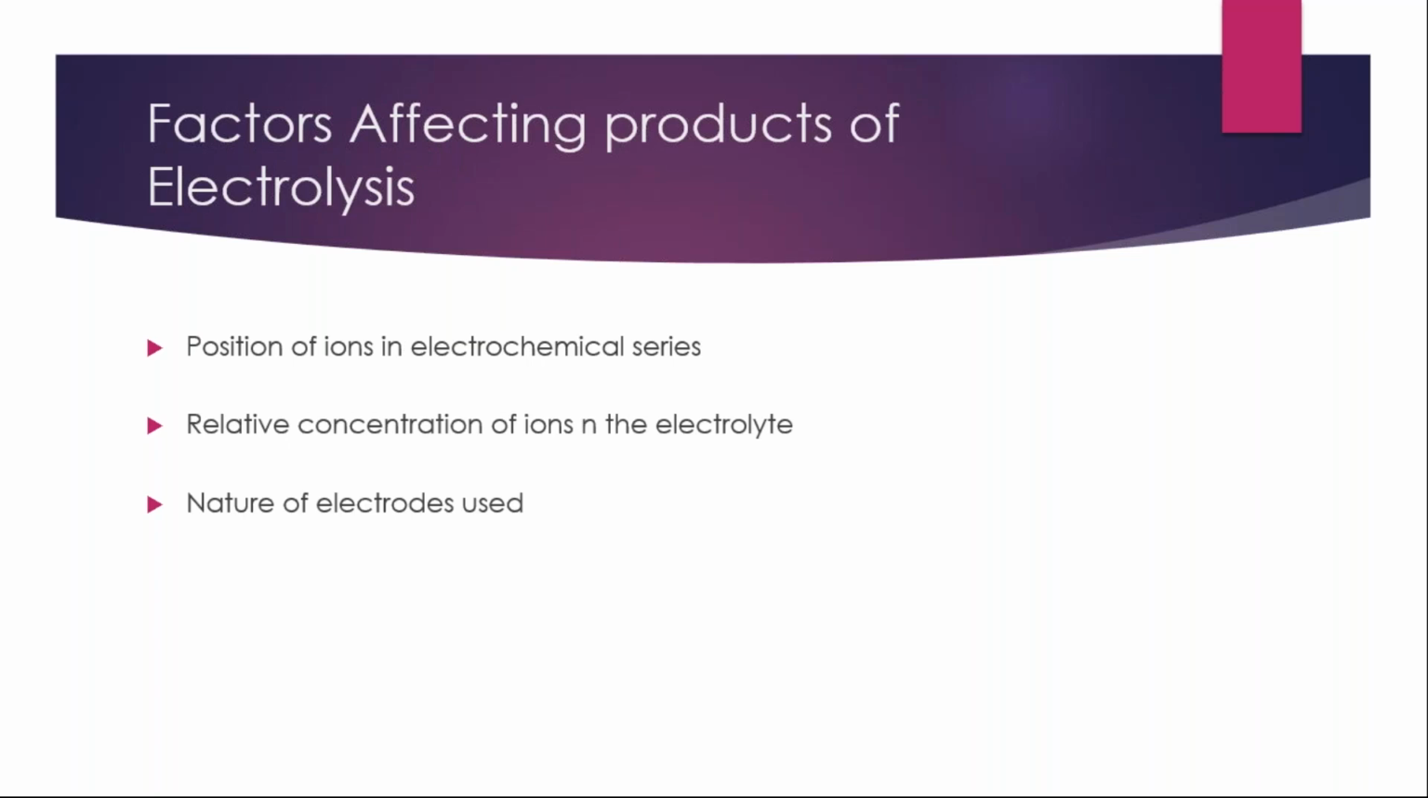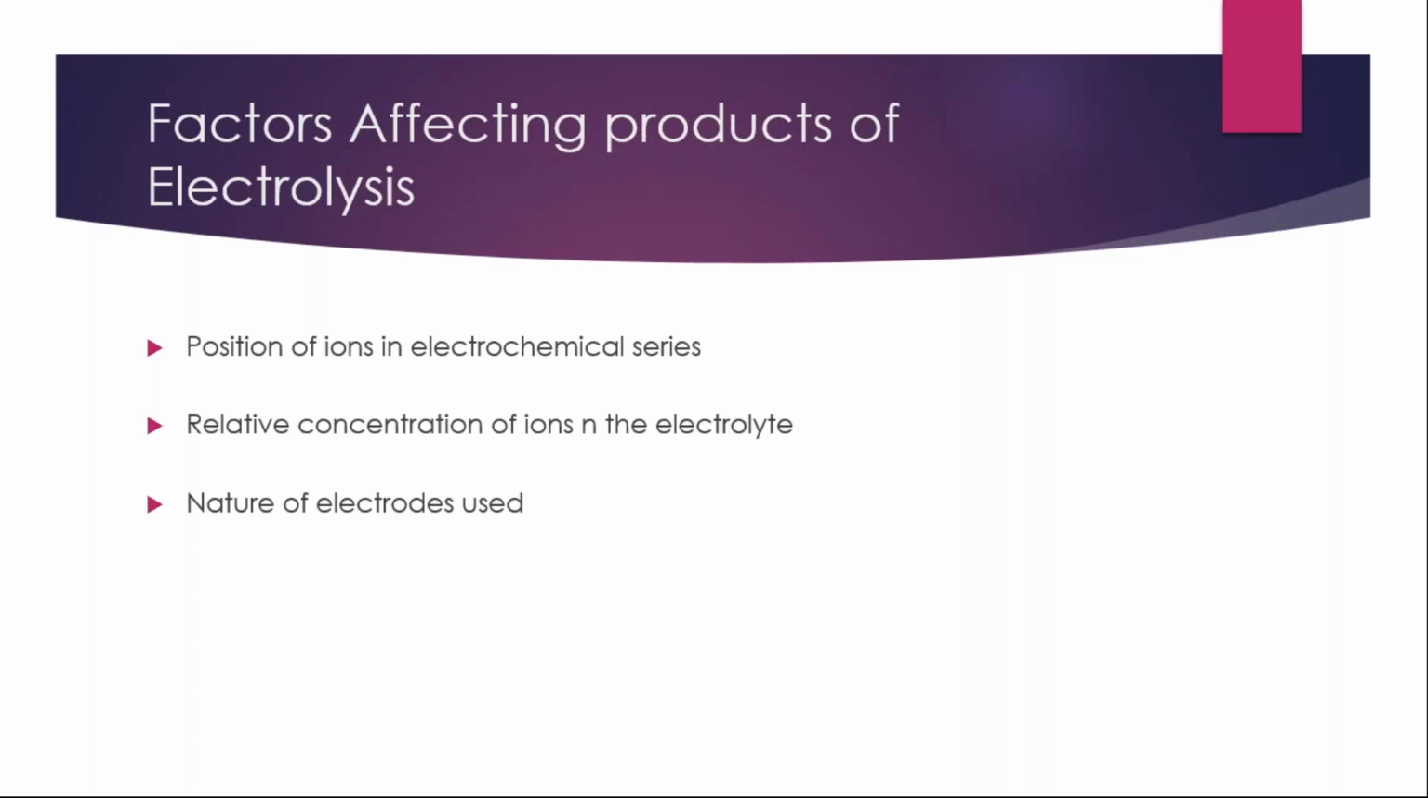Factors affecting products of electrolysis. Number one is the position of ions in the electrochemical series. That's the number one factor that affects products of electrolysis: the position of the ion in the electrochemical series.